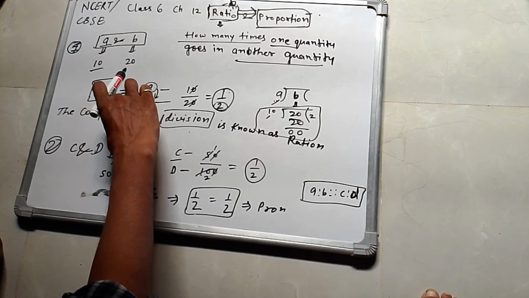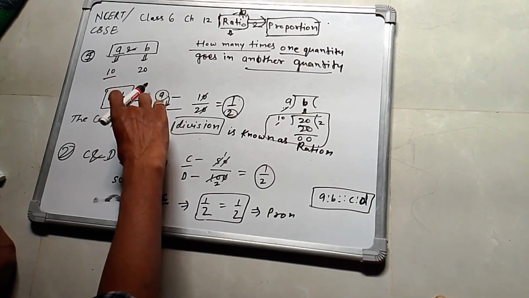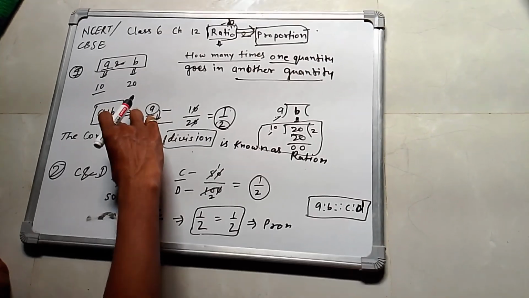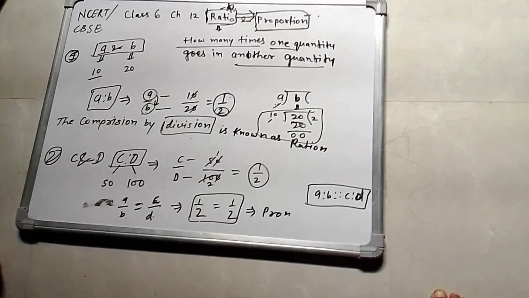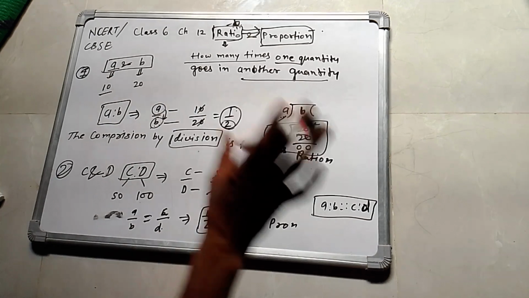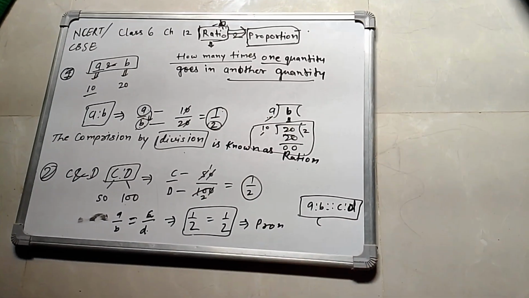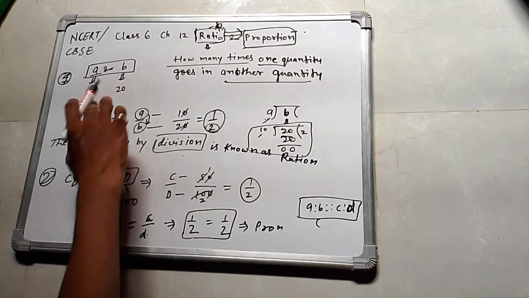If two ratios are equal, that is called proportion. If it is like this, it is proportion. Here it is ratio.